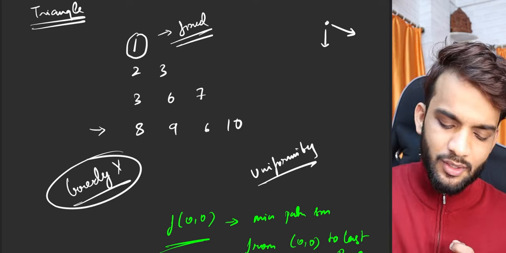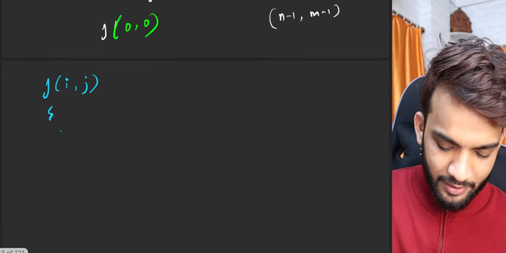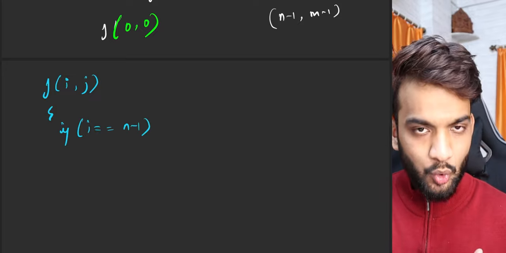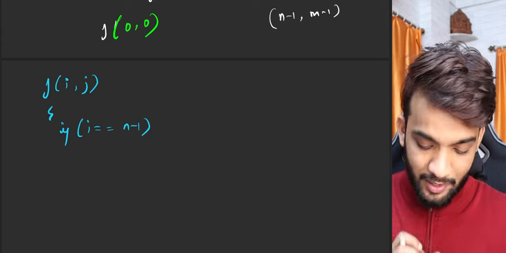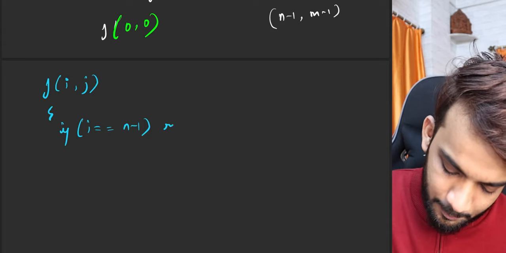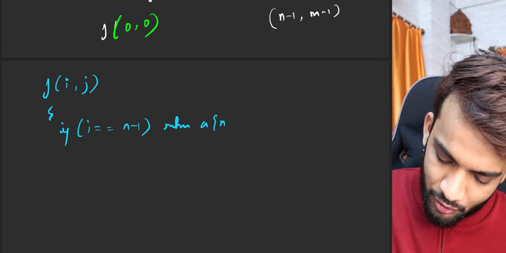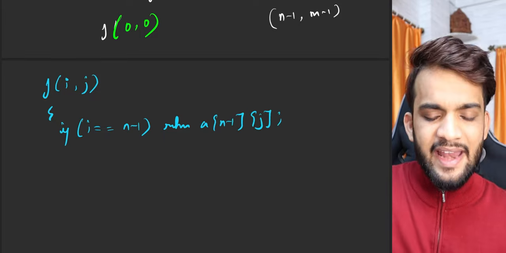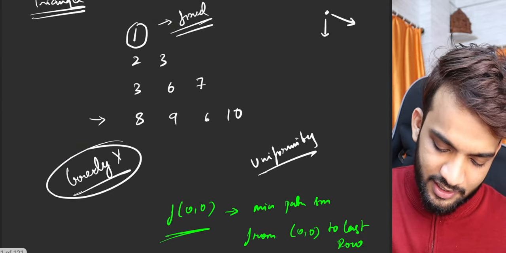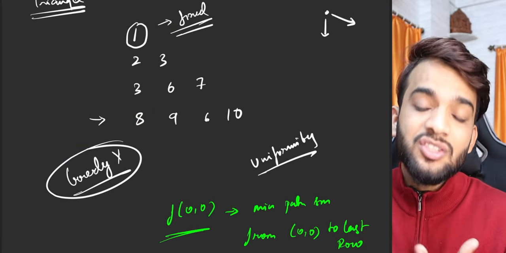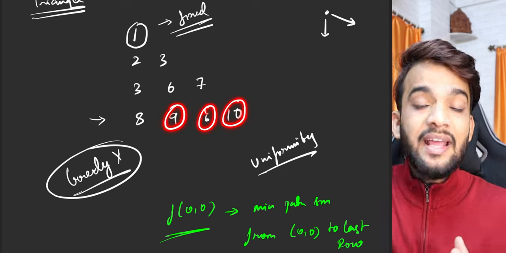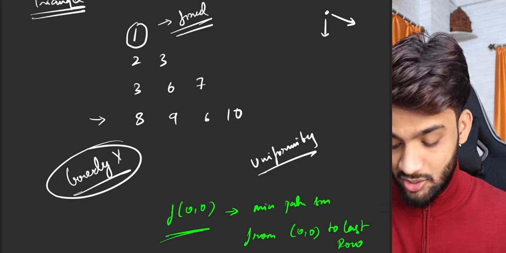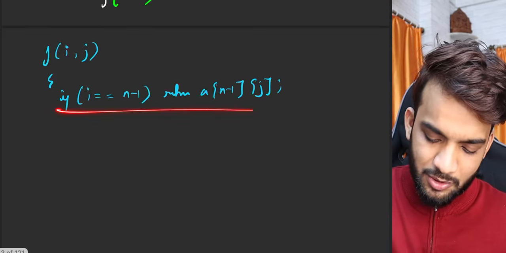the answer. So what I can do is, if I reach the n minus 1th row, by any chance, I can say that please return whatever is there on that jth column. Like if I'm reaching any of the columns, yes, if I'm reaching this guy, I'll return 8 to be added to the answer. I'll return 9, I'll return 6, I'll return 10. Whichever column I ended, I'll be returning that. So that is how we will be doing this, correct? So we have figured out the first base case.